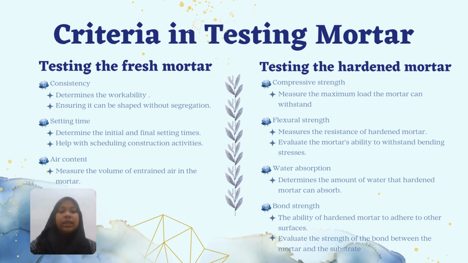For hardened mortar, testing focuses on four main properties: compressive strength, flexural strength, water absorption, and bond strength. Compressive strength. This property assesses the load-bearing capacity of hardened mortar. Tests like the mortar cube test measure the maximum load the mortar can withstand before failure.